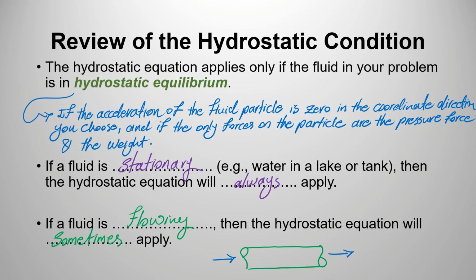Although we have the flow, although the water is moving horizontally, we can say that hydrostatic condition prevails in this vertical plane. Okay, so we can find out the pressure of the fluid over here and over here using the hydrostatic equation. All right, that was a short review to tell you when you can use hydrostatic equation.